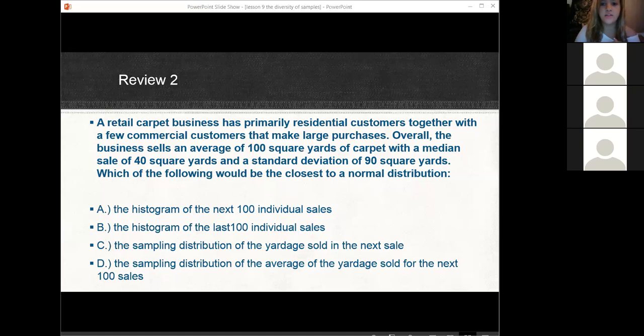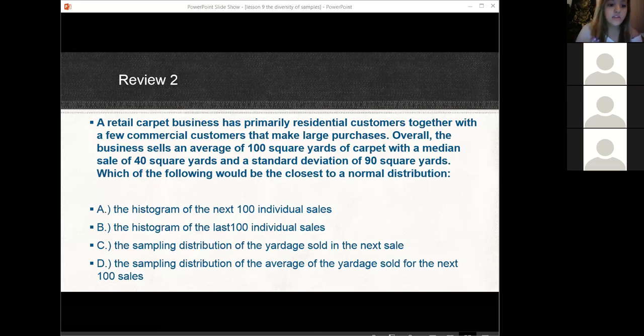Great job, guys. Absolutely. So our answer here is going to be D. As you can see, if we look from the beginning, our population is definitely skewed to the right. So first of all, we want to make sure that we have a large sample. In this case, our mean is much larger than our median, if you're wondering why it's skewed. We have an average of 100 square yards, that's our mean, and our median is only 40. So our center technically is 40 in terms of how many different samples we have, but our average out of all the values is 100.